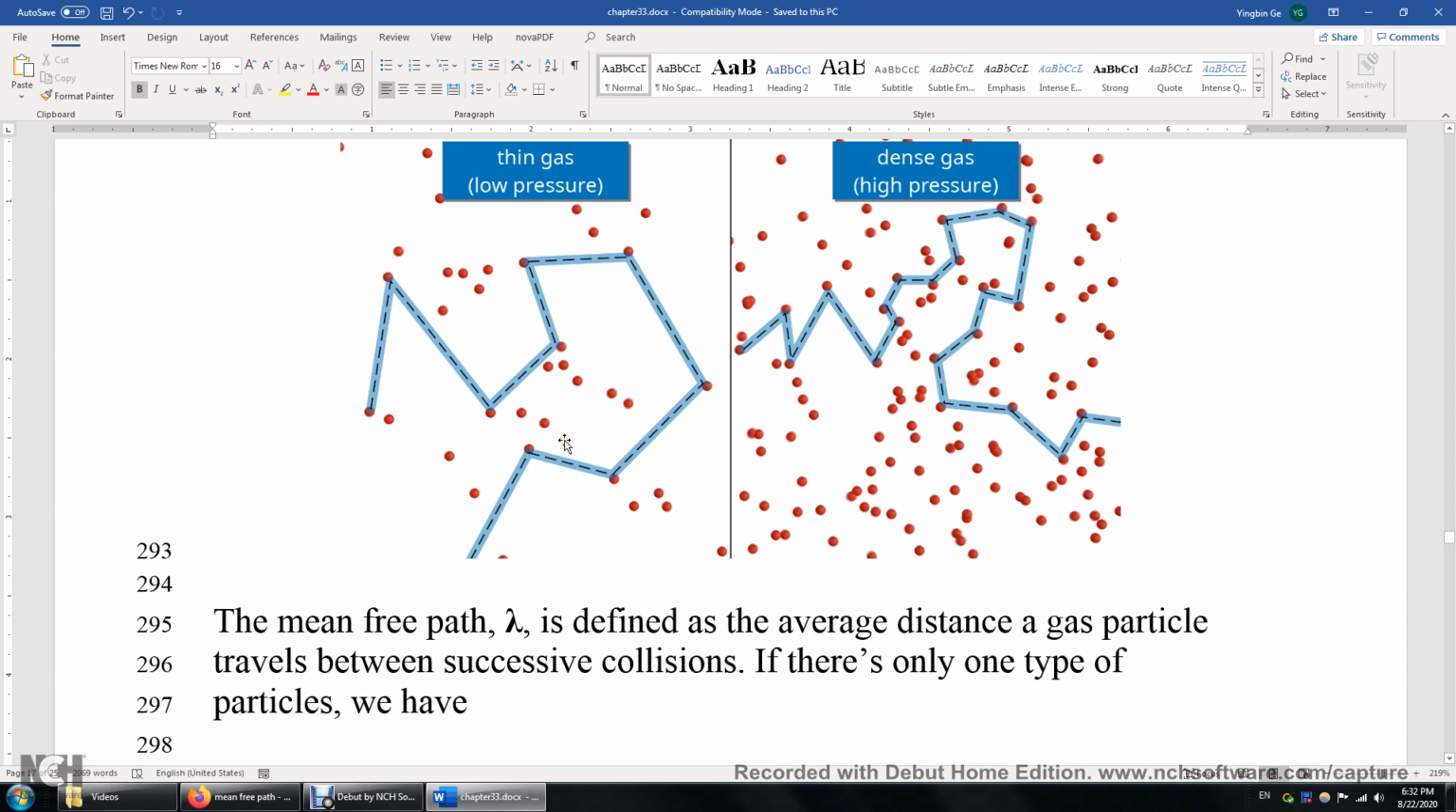Now imagine in a room you have only two gas particles. How long does it take for these two particles, two small, tiny molecules, to collide with each other? I don't know. It's going to take a very long time, and during this very long time, these two particles can travel a very, very long distance.